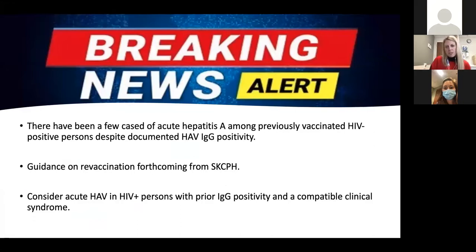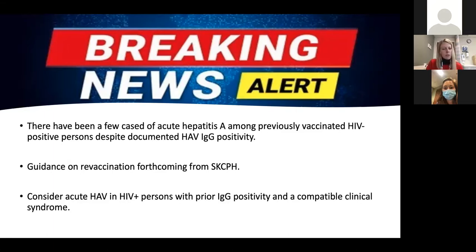And the last thing I'll say about hepatitis A, you may have heard this if you've rotated recently at Harborview. There have been a few cases of acute hepatitis A amongst previously vaccinated HIV positive folks who have documented Hep A IgG positivity. This has been reported to Public Health Seattle King County, and my understanding is that they're coming out with some forthcoming guidance on whether or not we should be revaccinating or how to manage these patients.